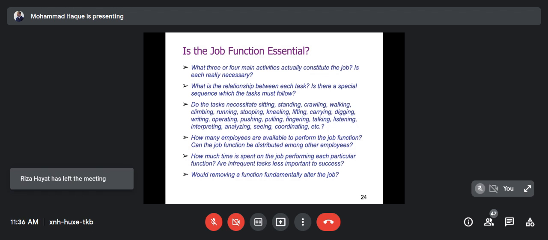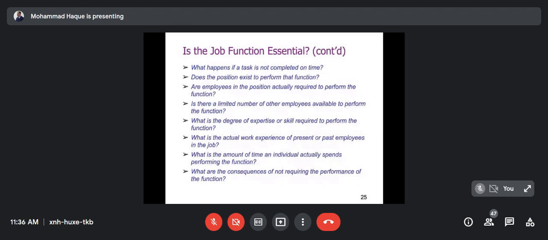How much time is spent on performing each particular function? Are frequent tasks less important to success? Would removing a function fundamentally alter or change the nature of the job? So we also have to see what happens if the task is not completed on time. Does the position exist to perform that function?